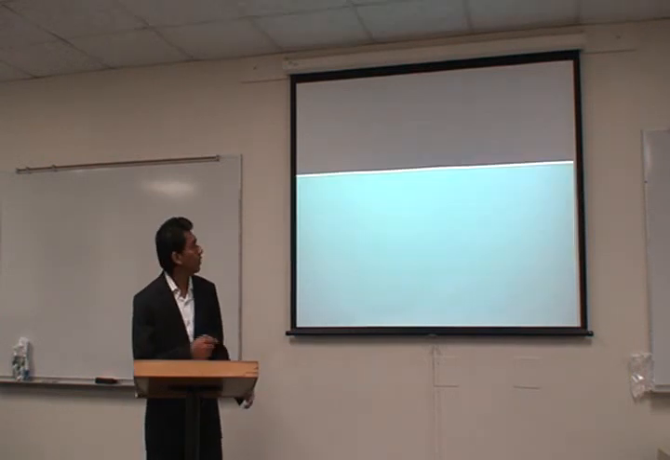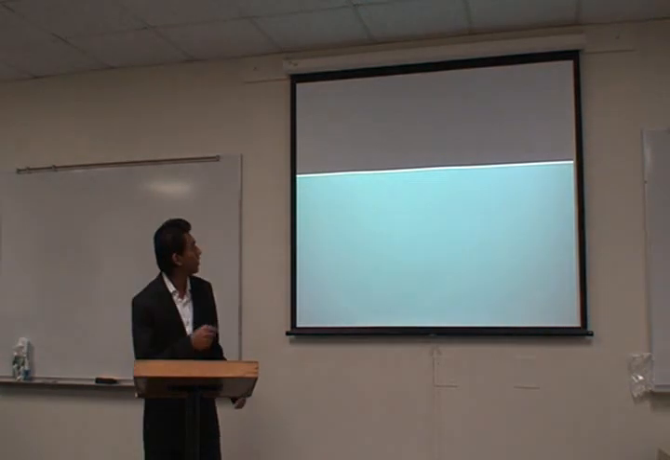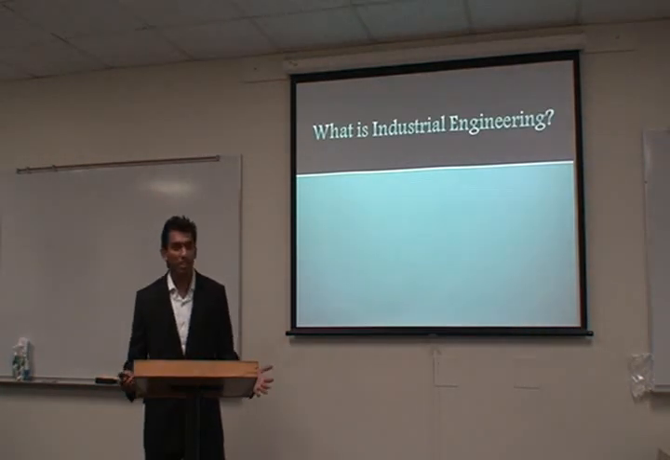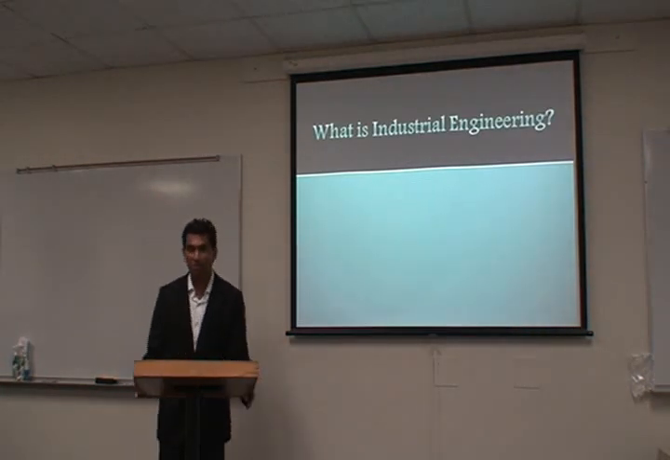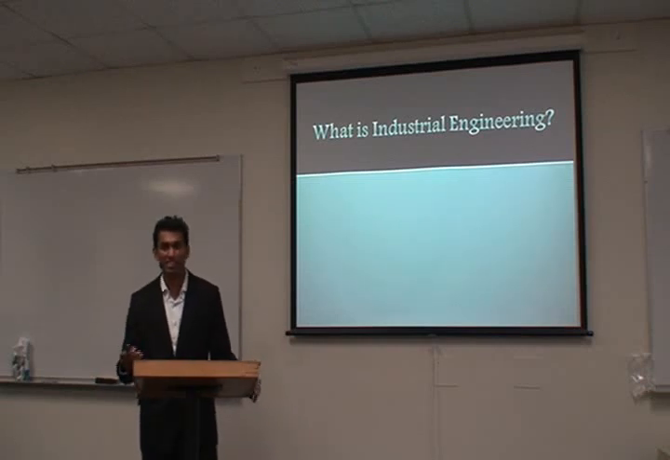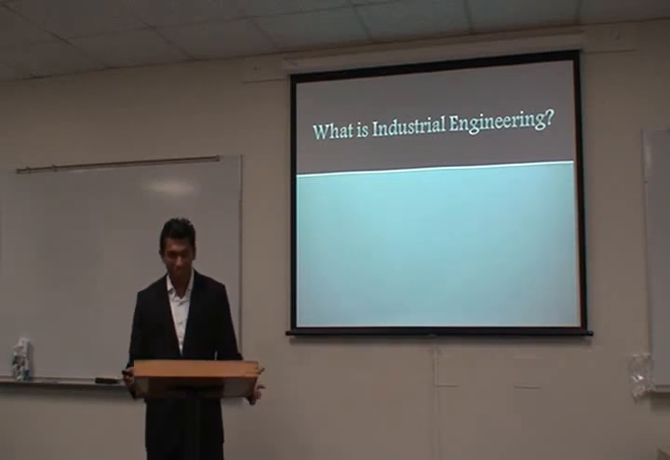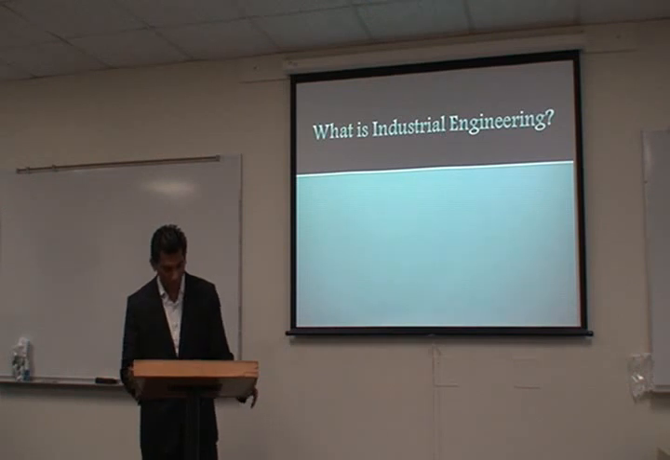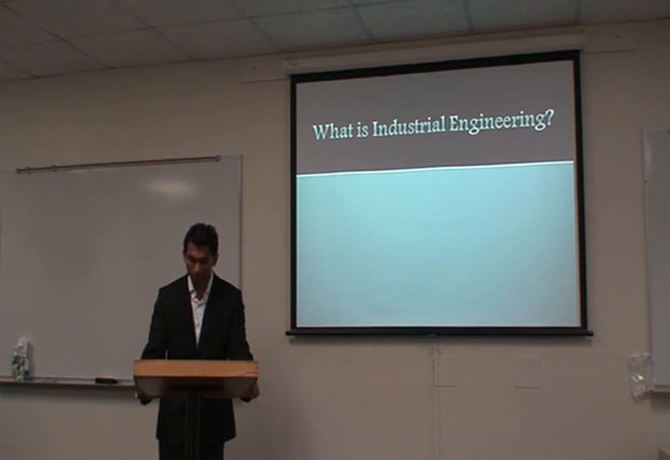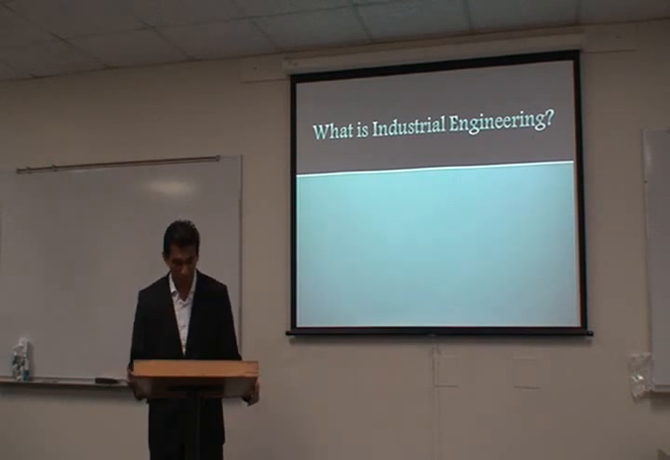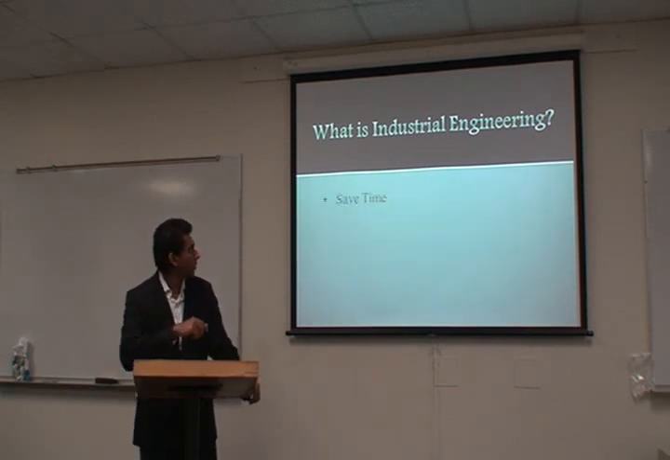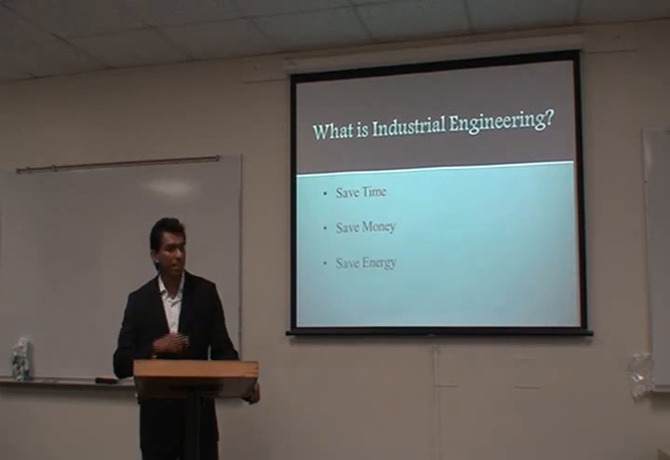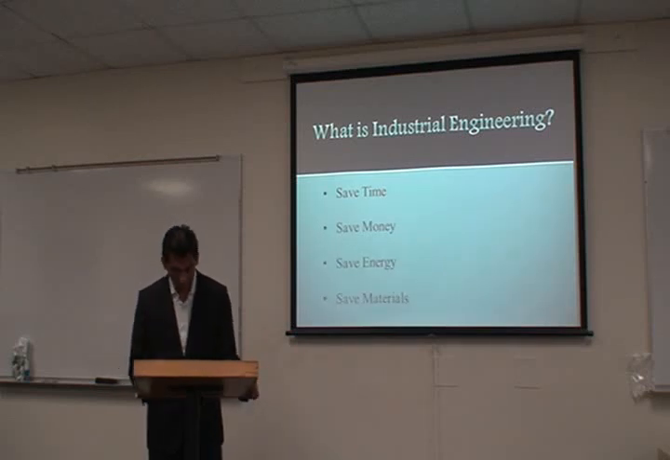First of all, what is industrial engineering? I know, even I didn't know the first time I came to the university. I only knew once I checked the catalog. Well, industrial engineering is the study of optimizing processes and systems in order to get better output. How is this done, you would ask? Well, it is done by saving time, saving money, saving energy, and saving materials.